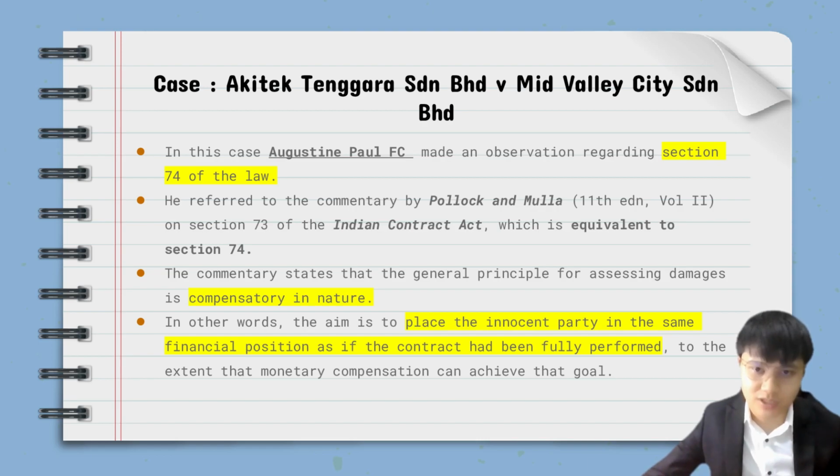He referred to the commentary by Pollock and Mulla on Section 73 of the Indian Contract Act, which is equivalent to our Section 74. The commentary states that the general principle for assessing damages is compensatory in nature. In other words, the aim is to place the innocent party in the same financial position as if the contract had been fully performed, to the extent that monetary compensation can achieve that goal.